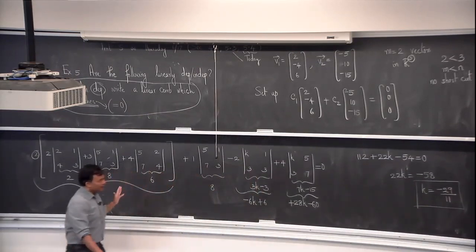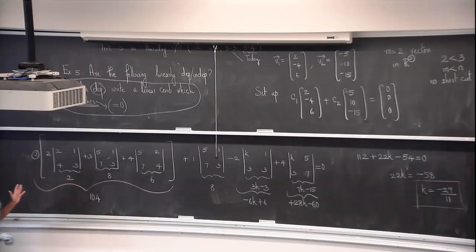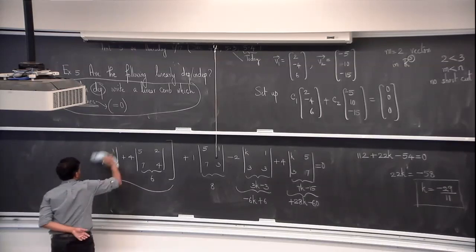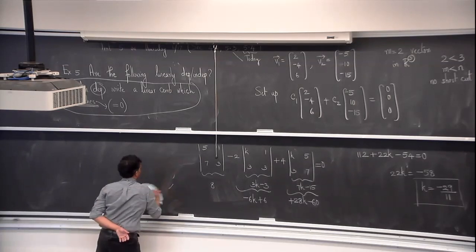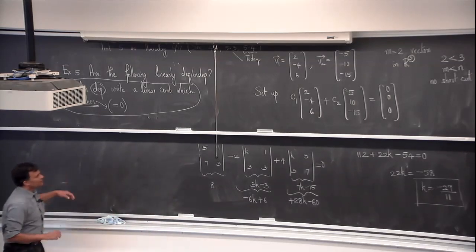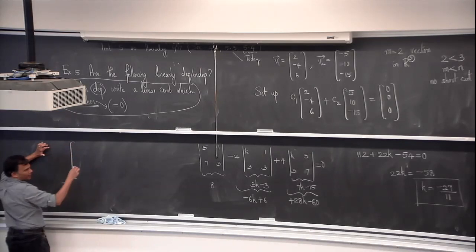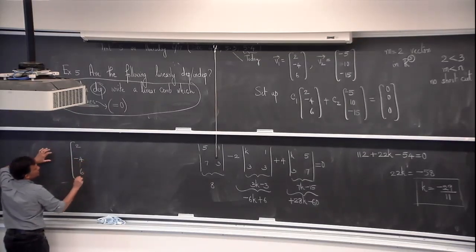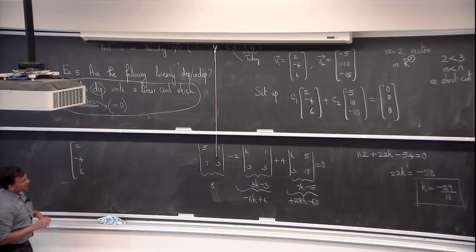So unlike the span question, there is no consistency issue here. Okay. All we are looking at is, are there free variables or not? It's always consistent because the right answer is 0. All right, so you don't have to write an augmented matrix here because it's homogeneous. Okay, so just write the matrix with the 2 columns, 2, negative 4, 6, and negative 5, 10, negative 15.